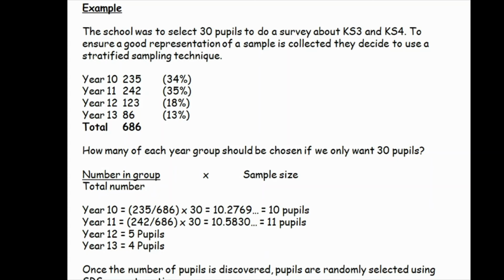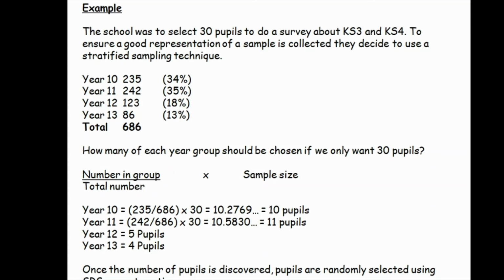A bit strange there how they're not asking any Key Stage 3 classes, but I'm guessing probably looking at past data. So here we've got 235, 242, 123, 86 students in each of those year groups respectively. And as you can see, if you look at the percentages, I've got more Year 10 and Year 11 students than I have Year 12 and Year 13 students.